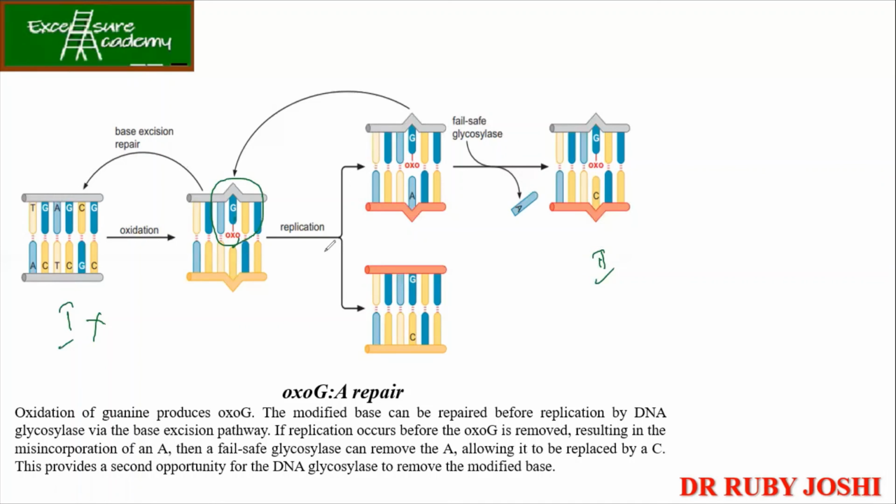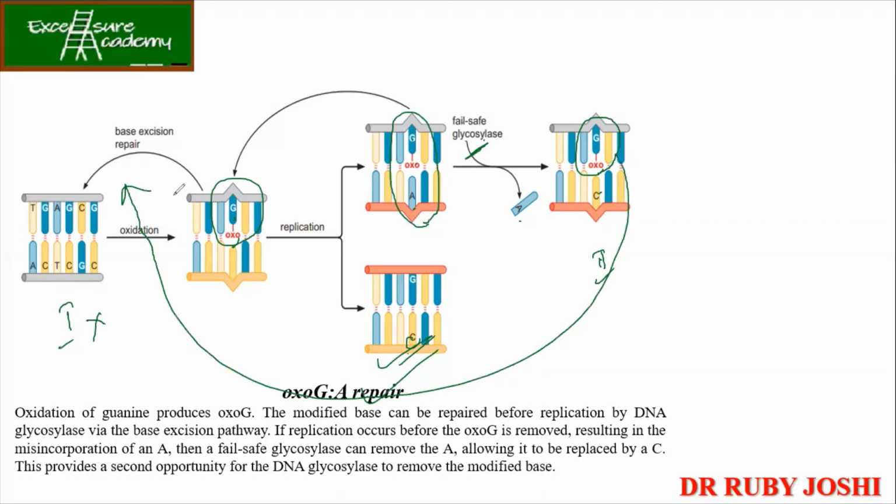So what will happen in the replication here? You are going to have a normal GC. Here the G oxo is going to replicate, and it is going to base pair with the A. Now this base pairing will be recognized by the fail-safe glycosylase, which is the name of the enzyme. It is going to remove the A and insert C back, still keeping the G oxo, which will later be repaired with the help of the base excision method. Clear? Is it clear?